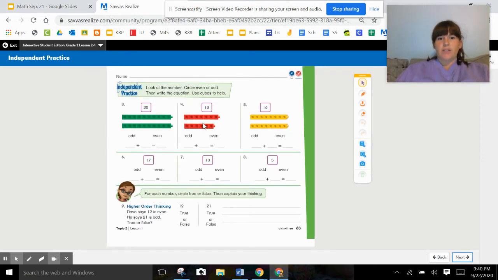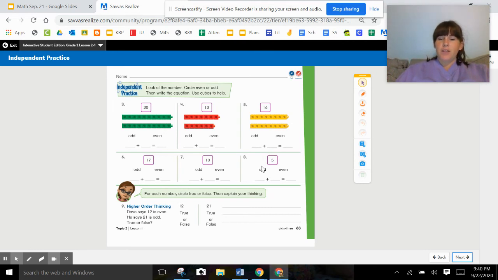So just have some more practice. There's some groups of blocks that tells you what the number is. You need to decide if it's odd or even, these first three, and then give an equation. And then number 6, 7, and 8 doesn't give you the blocks, but you can still draw them on a scrap sheet of paper if you need to use them.